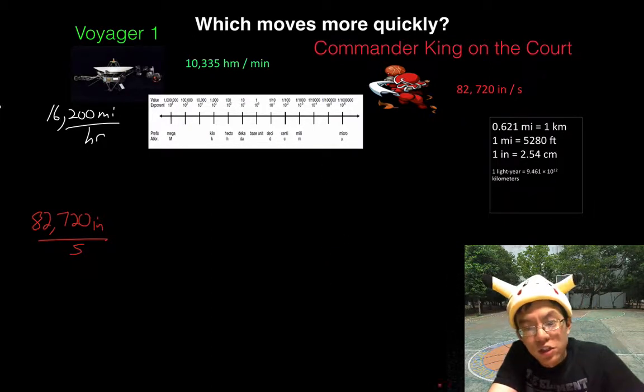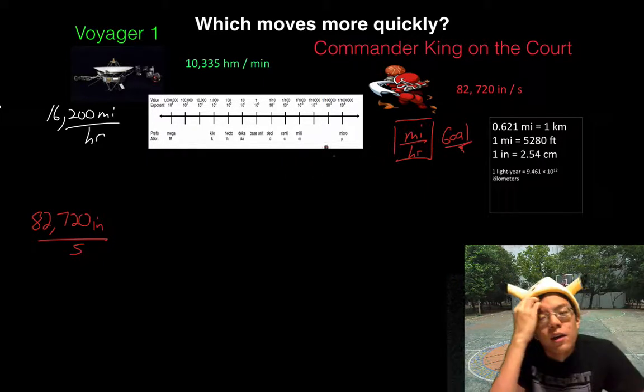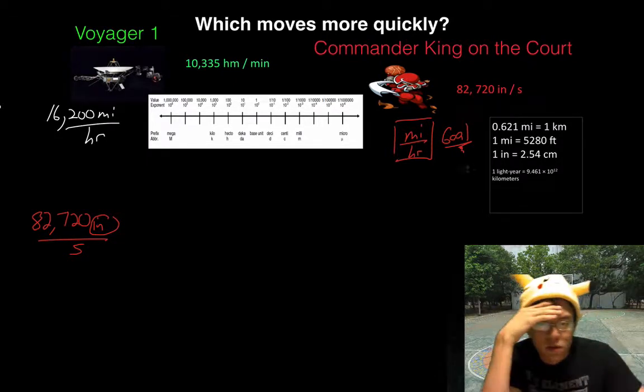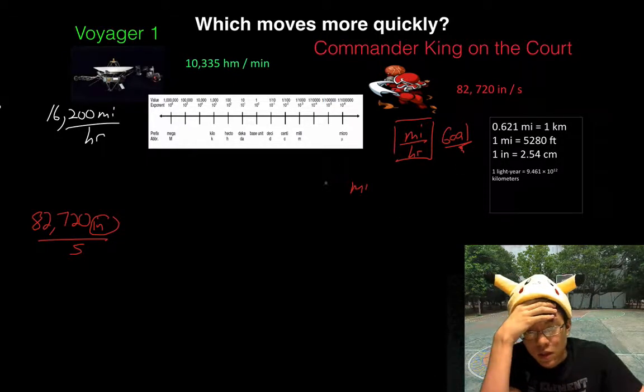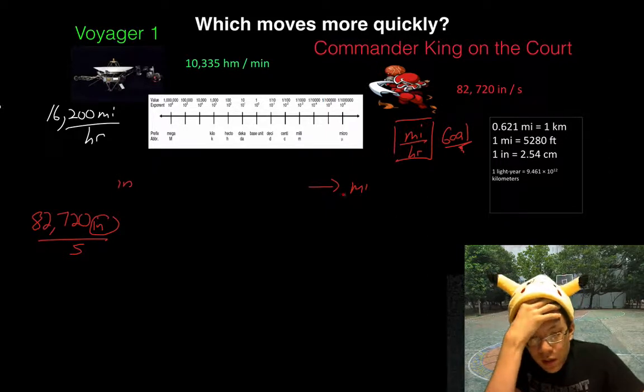And just like with Voyager 1, I'm going to try to get to miles per hour. My goal is to get to miles per hour, because I want to compare that to the Voyager. I've got inches, that's a measure of distance, and I'd like to get that to miles. I'm starting with inches, going to miles, and I'm thinking, how do I get from inches to miles?